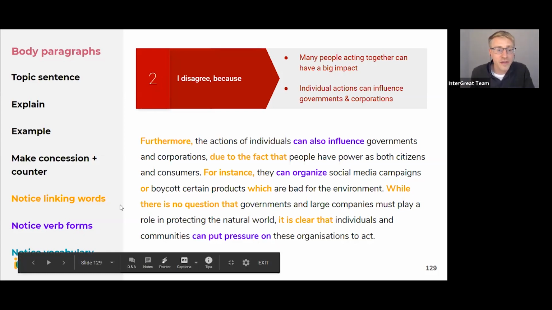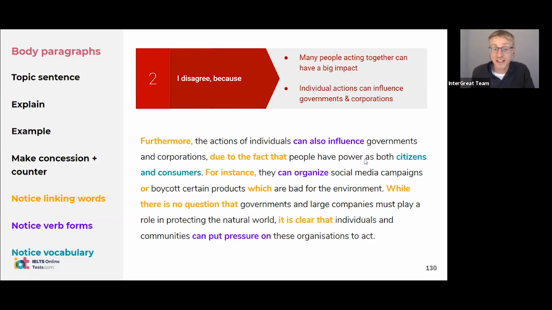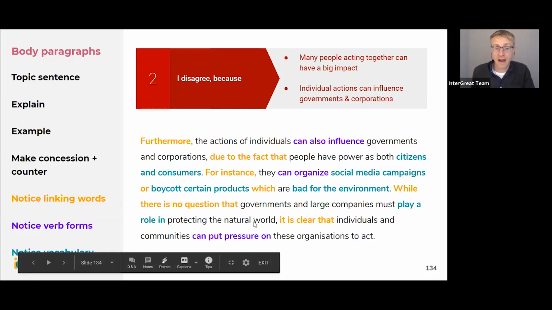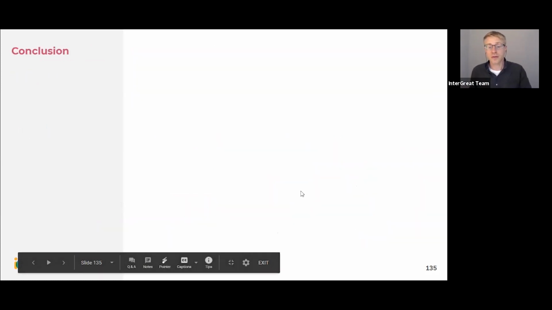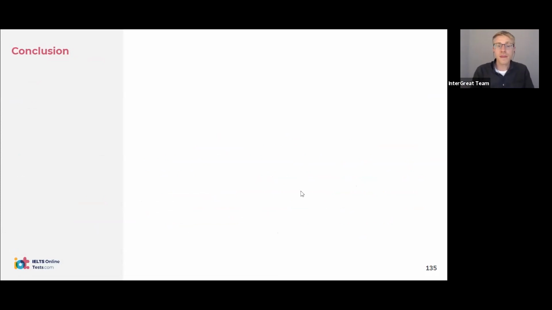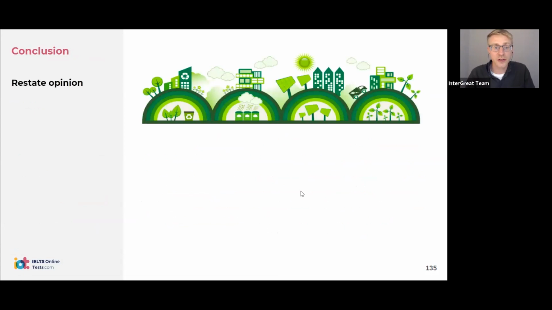So finally, we've got some useful vocabulary as well. Citizens and consumers, social media campaigns, boycott certain products, bad for the environment, okay? Play a role. So let's take a quick look at the conclusion. As we said, we need to restate our main point and opinion, and we'll summarize the main points. So you shouldn't introduce any new ideas here, okay? Don't go off into new details or new arguments. That should all come in your body paragraph. Here, we're just interested in summarizing our point of view concisely.